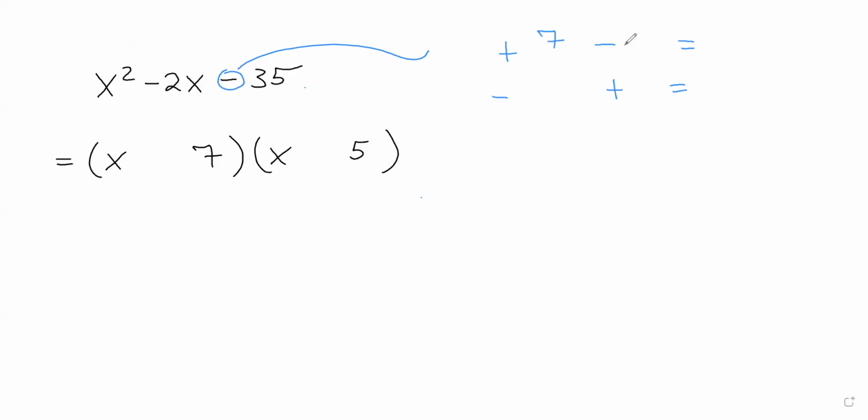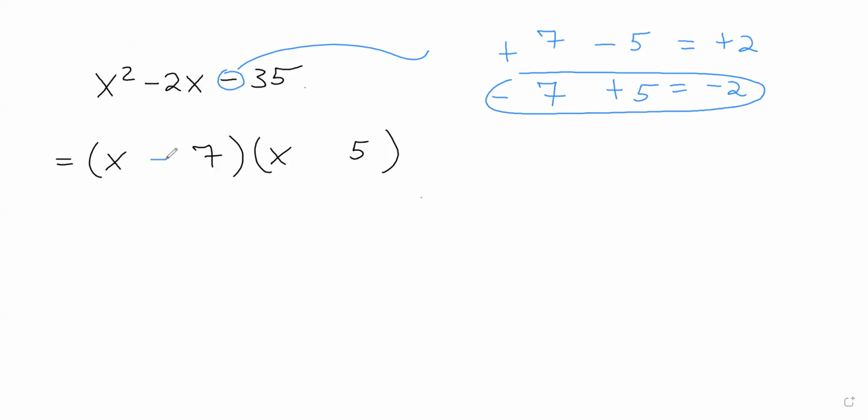So let's try 7 and 5. Using my first combination of signs, 7 minus 5 would give me a positive 2x, whereas -7 plus 5 gives me a -2. So this would give me the middle term. The coefficient of x is -2. So my answer should be x minus 7 times x plus 5.